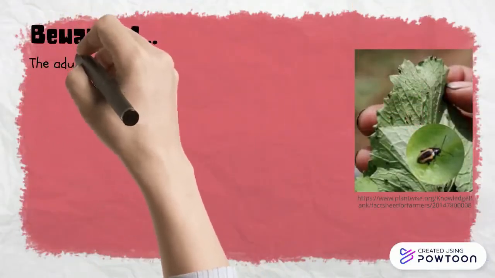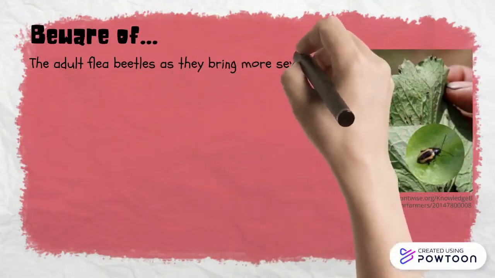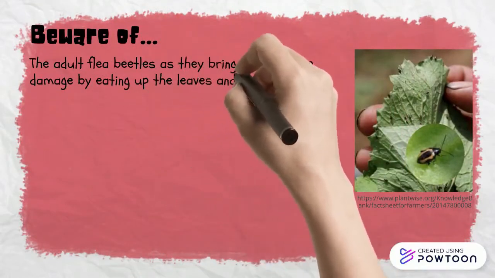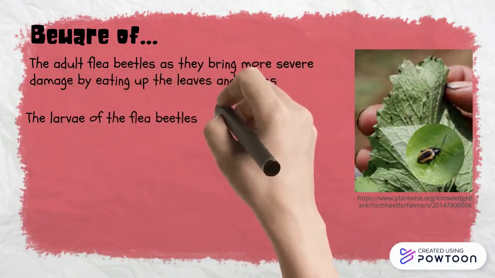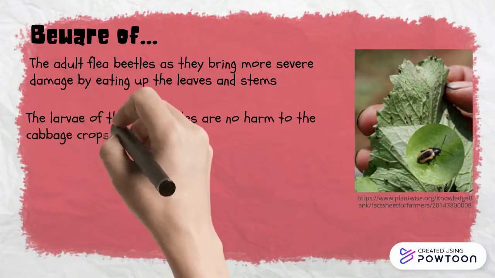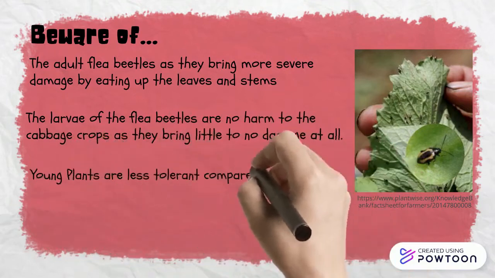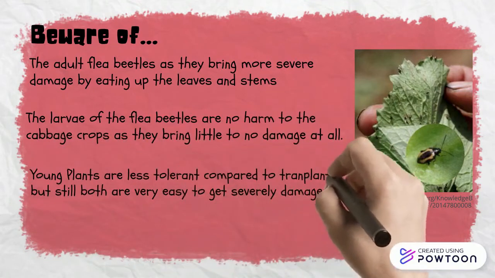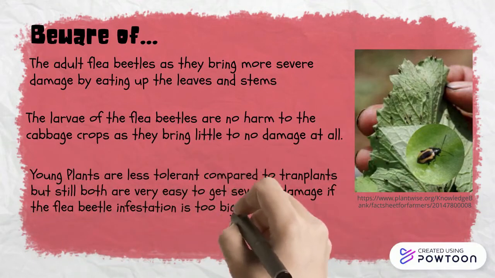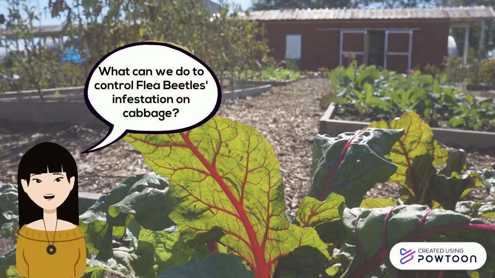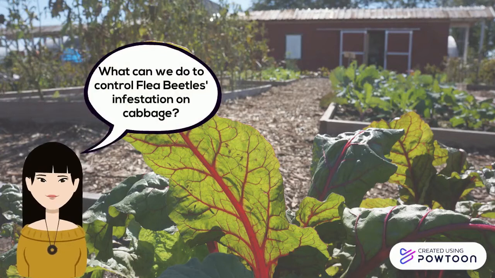Beware of the adult flea beetles as they bring more severe damage by eating up the leaves and stems. The larvae of the flea beetles do no harm to the cabbage crops as they bring little to no damage at all. Young plants are less tolerant compared to transplants, but both can easily get severe damage if the infestation is too big. What can we do to control flea beetle infestation on cabbage?